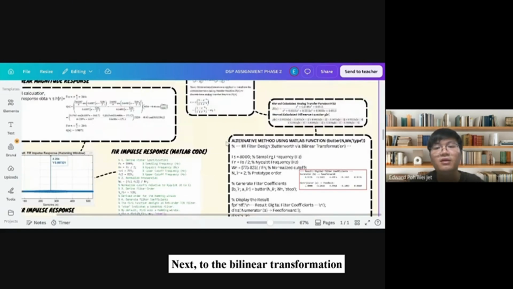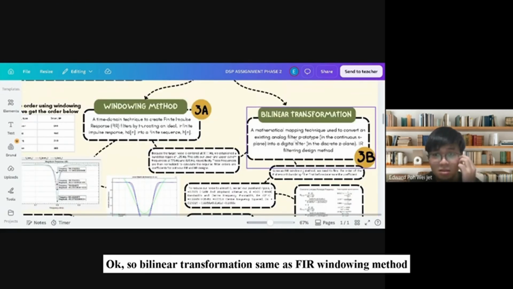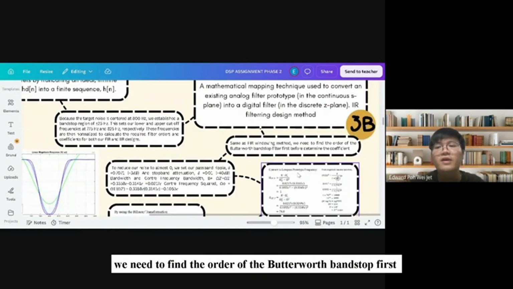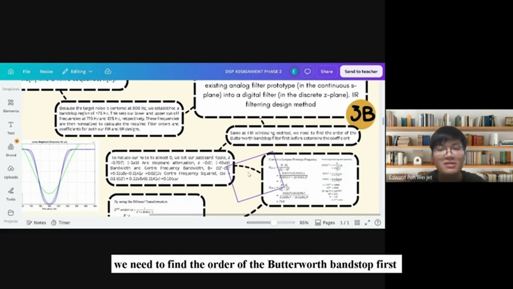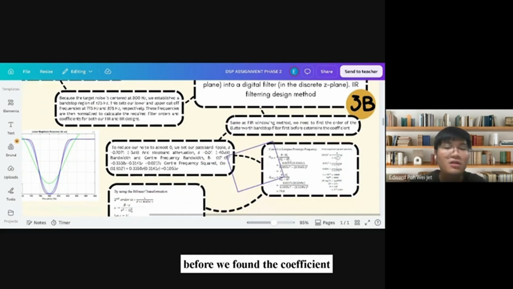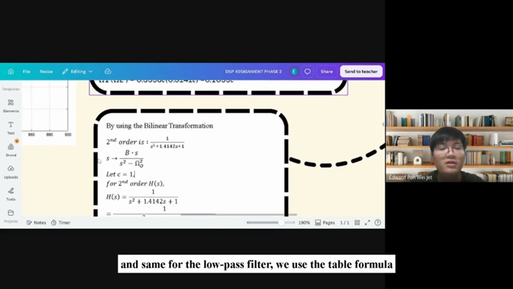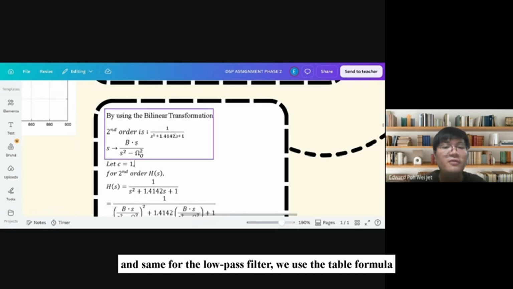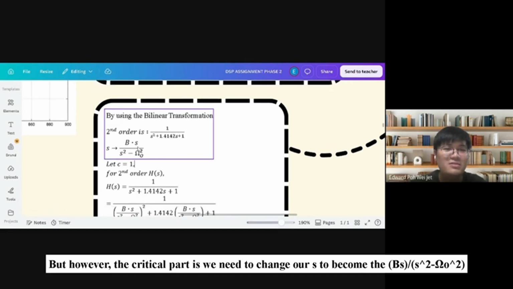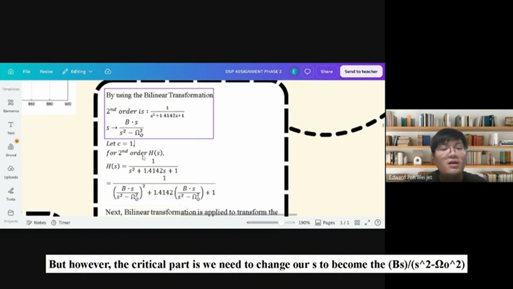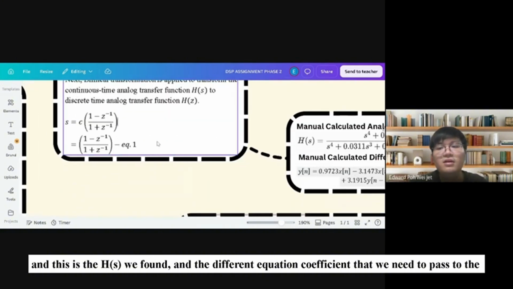Next is the bilinear transformation. Same as the FIR window method, we need to find the order of the Butterworth bandstop filter first before we determine the coefficients. This is the order we found, which is second order, the same as for the low pass filter, when you use the table. This is the table formula. However, the critical part is that we need to change our s to become s over s squared plus omega naught squared. And this is the H(s) we found.